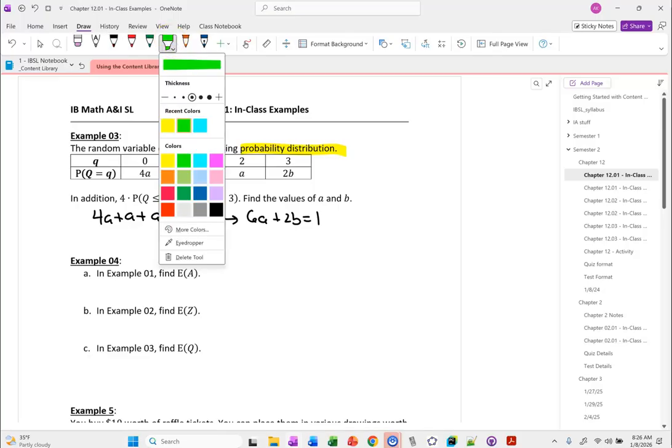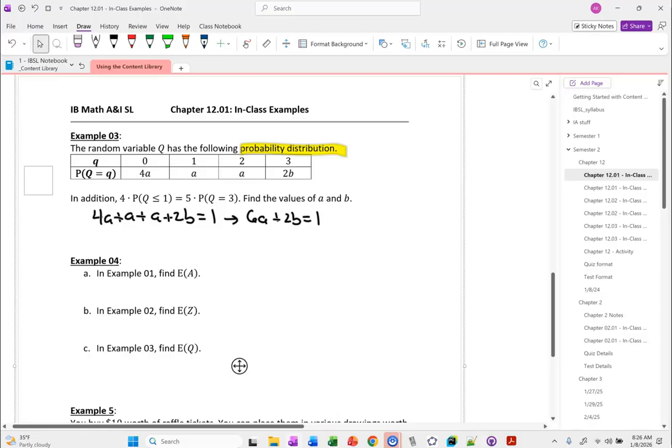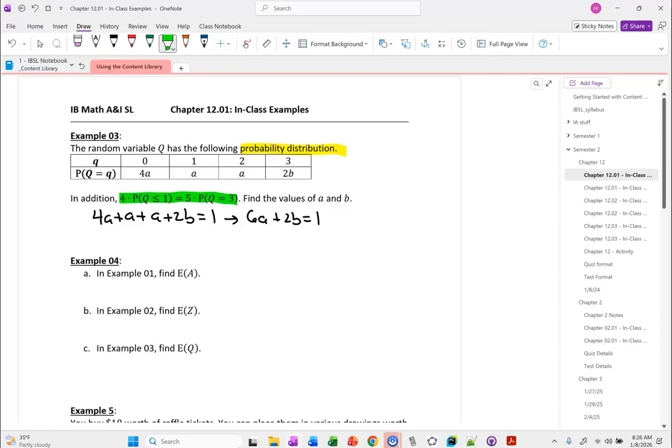Well, the problem gave us some other information. Have we used that other information yet? No. What do you think? Think that's going to be what I need? Probably. All right. So 4 times the probability that Q is less than or equal to 1. What values could Q take if it's less than or equal to 1? 1 or 0. So the probability that it's 1 or 0 is going to be A plus 4A.